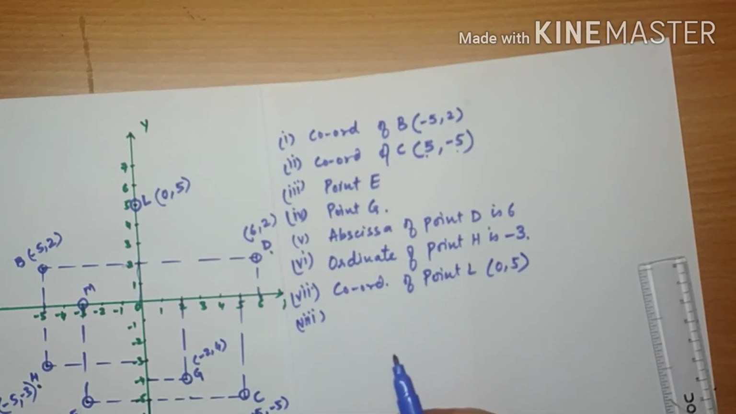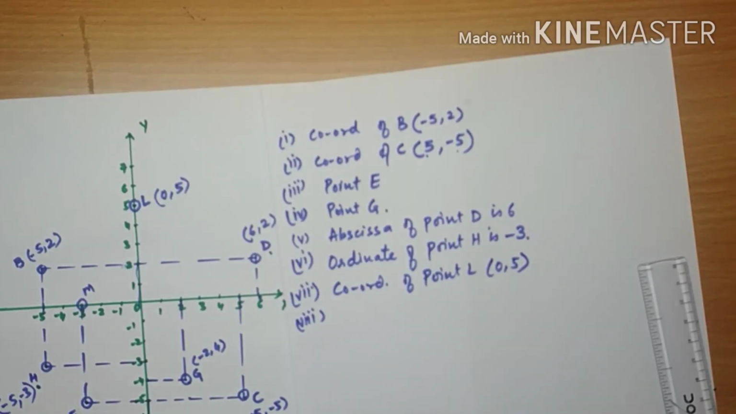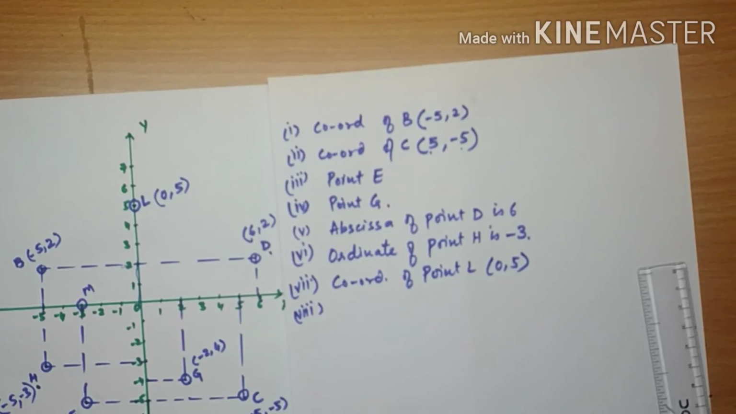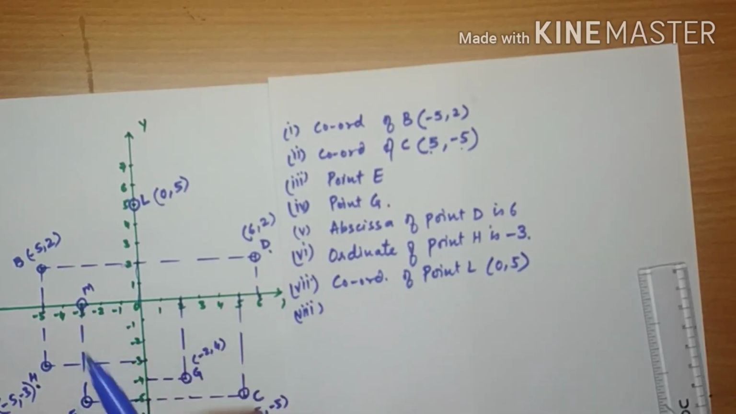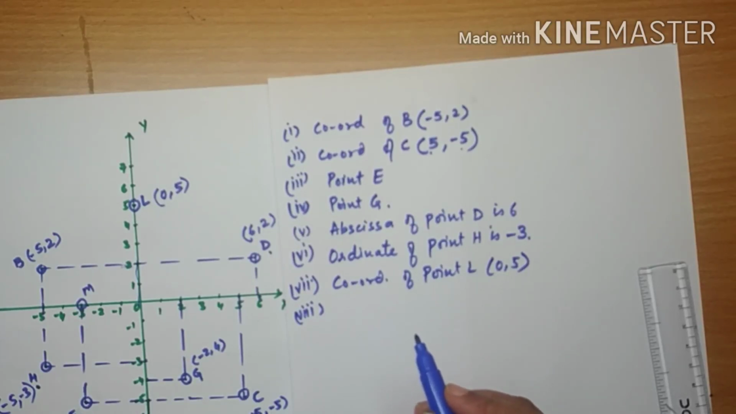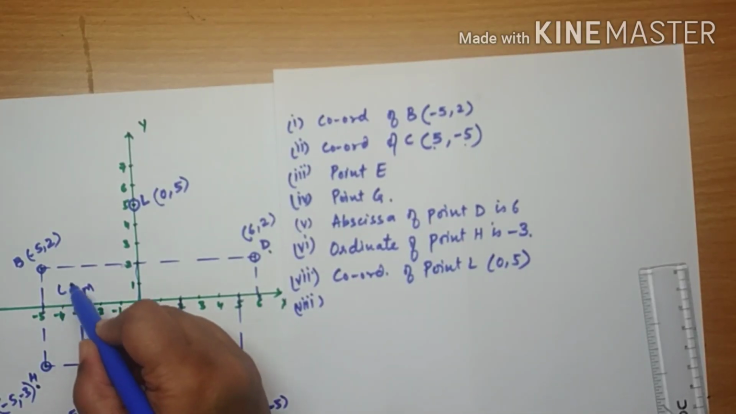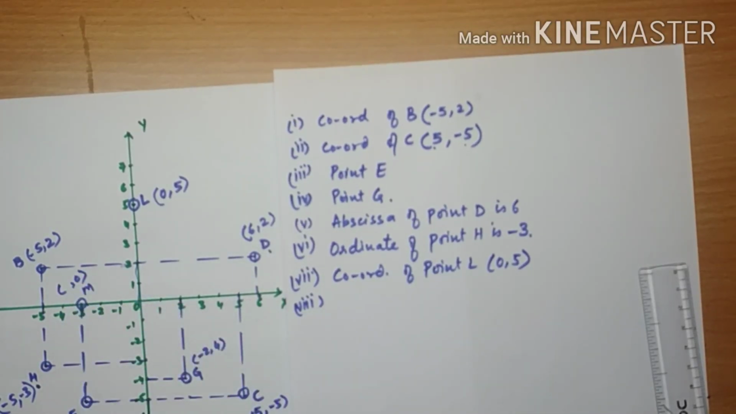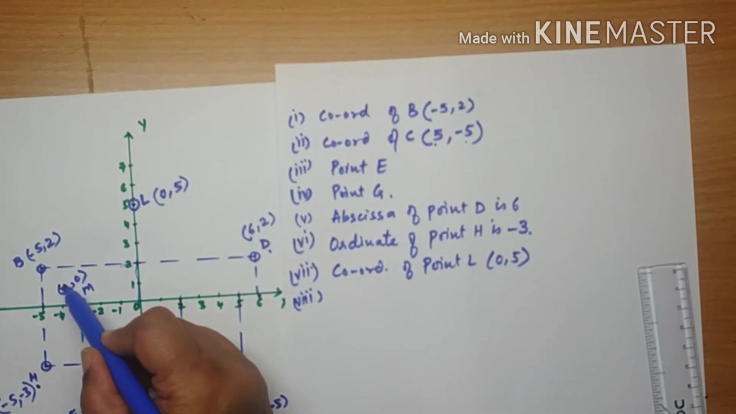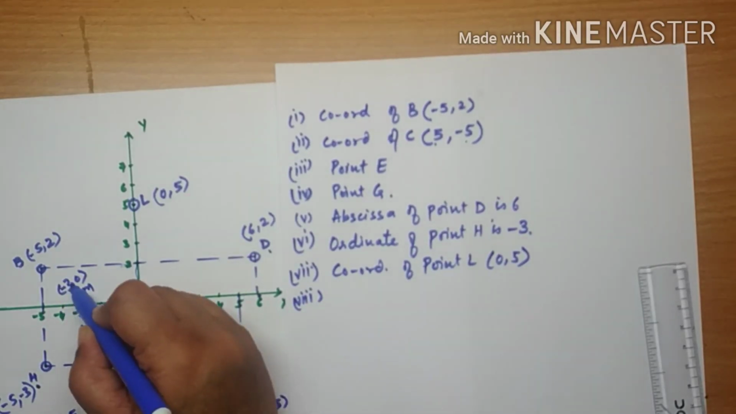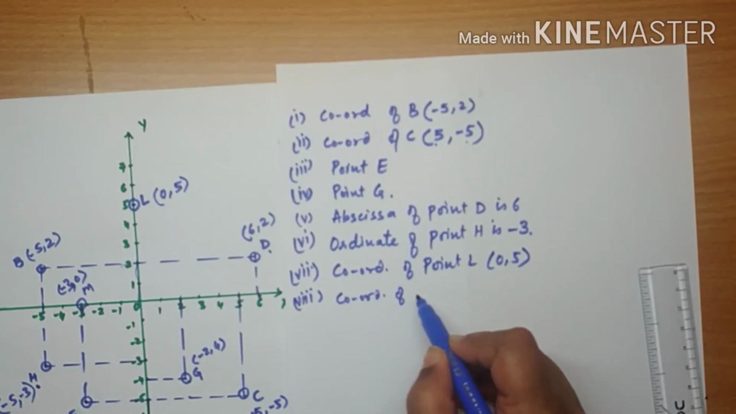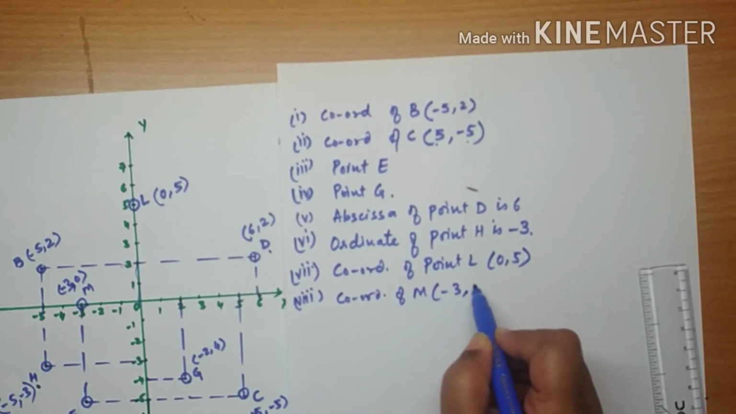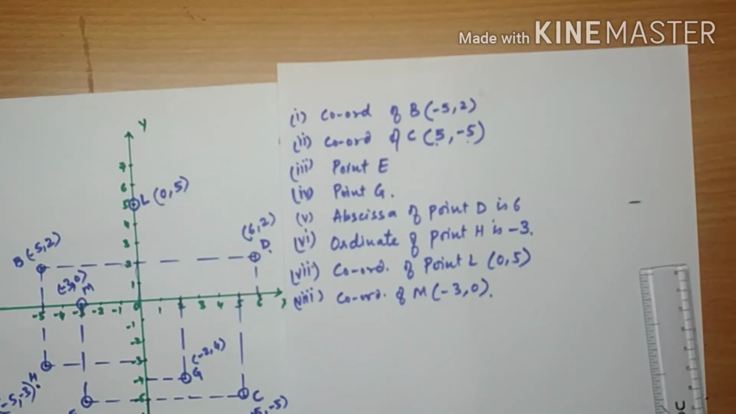Next, 8th part. Now he wants us to find out coordinates of point M. So where is M? Here is M. So what are the coordinates? M is a point on x-axis. On x-axis we have y coordinate always 0. And what is x? -3. So we have coordinates of M as -3 and 0.